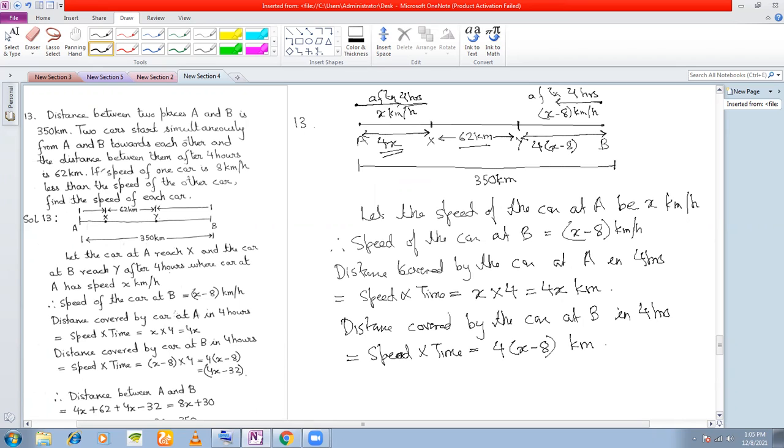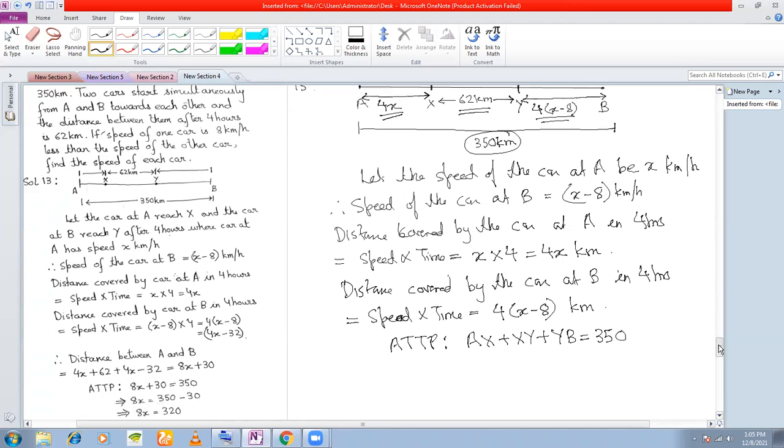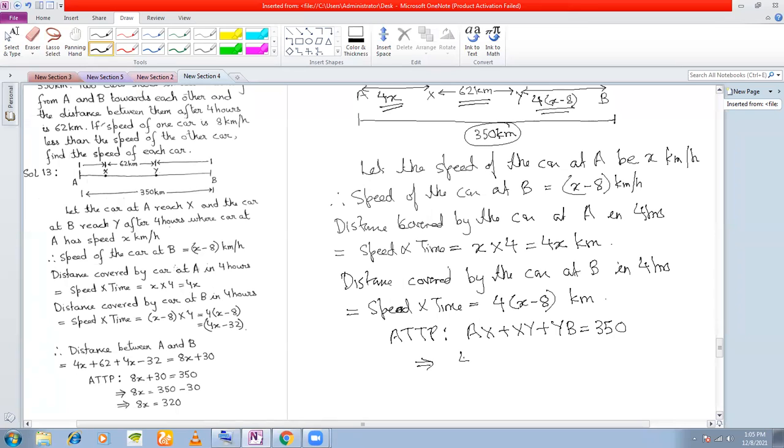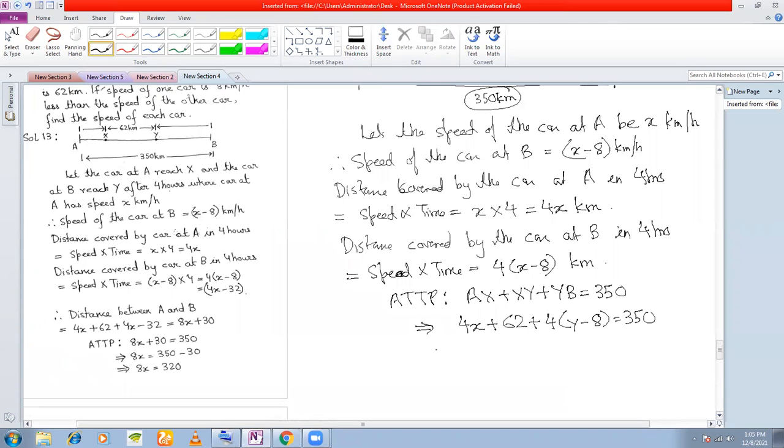Now what can you say? This distance 4x plus 62 plus this distance must be equal to 350. So according to our problem, AX plus XY plus YB must be equal to 350. Now put the values. AX we have found to be 4x, XY, the distance between you and your friend, is 62, and YB is 4 times x minus 8, equal to 350. Now you have an equation in x, and we simply need to solve it to get the value of x.